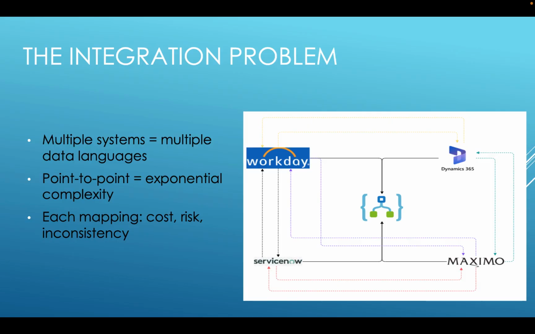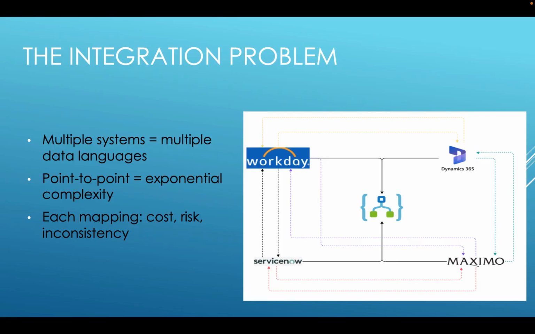When each system maps directly to every other, the number of connections grows exponentially. If you have n systems and m connections, it becomes n multiplied by m. So this is the dreaded spaghetti architecture you see on the screen. Now you can see the various lines going on. The solid lines are the connections between Workday and Logic App and Dynamics 365, and then ServiceNow and Maximo. They're connecting to each other via Logic App.